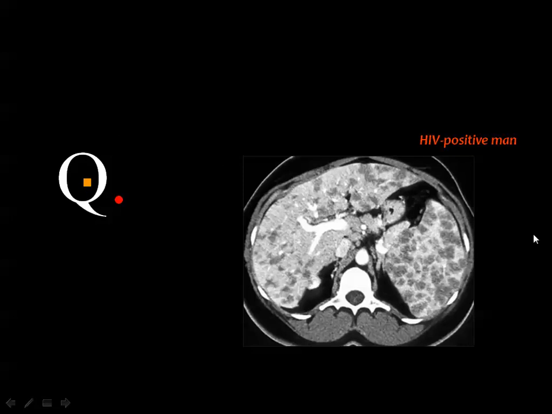This is an HIV positive man with contrast enhanced CT scan of the abdomen showing many focal lesions in the spleen and many other focal lesions in the liver. And this is known as a spotted spleen, which has a list of differential diagnoses, including inflammatory and neoplastic.